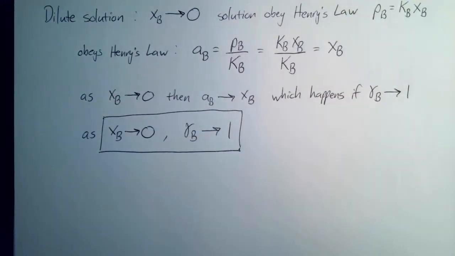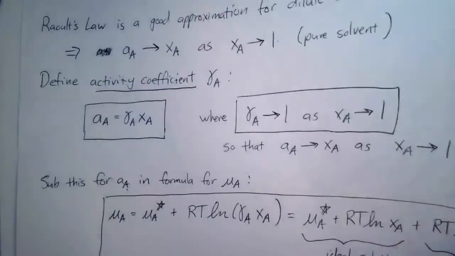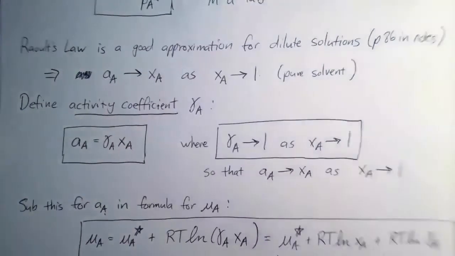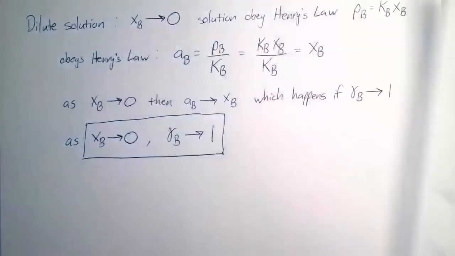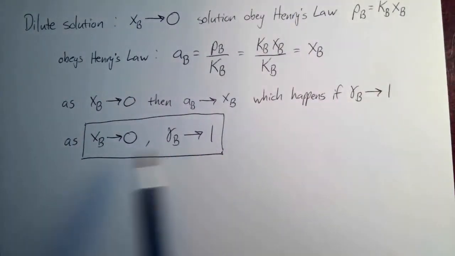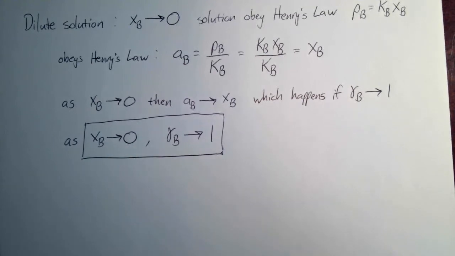And let's compare this to the solvent case. So here's the case for solute. Here's the case for solvent. Gamma A approaches 1 as XA approaches 1. Here, it approaches 1 as XB approaches 0. Okay, so that's a fundamental difference between the behavior of the activity coefficients for solutes and solvents.